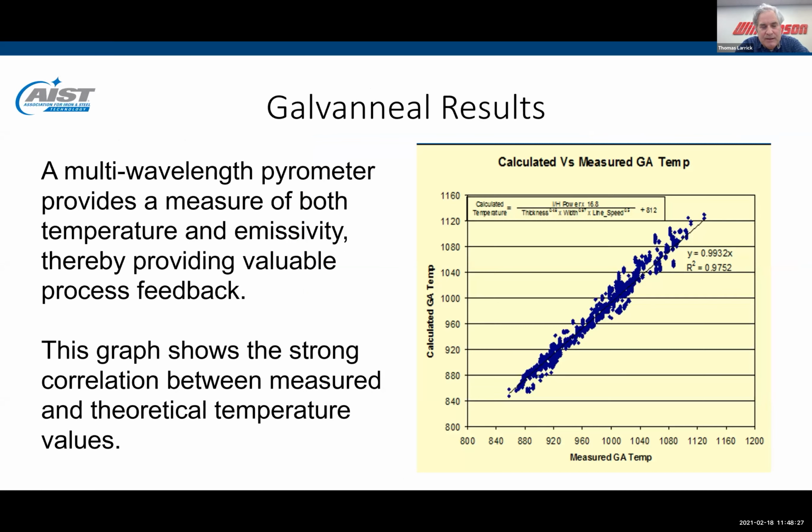And here's an example of some data that one of our customers shared with us. Their model was predicting what the temperature should be, and they're comparing that to the temperature value measured by the multi-wavelength pyrometer. As you can see, there's a direct correlation between the two with an R-squared value of 0.975. You can't get much better than that.